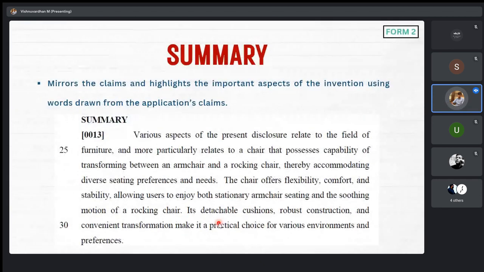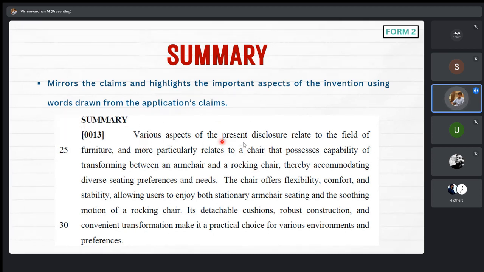So next, coming to what did we discuss? Chai Tapri: title, applicant, preamble, then F boss, right? So field, background, object, and S is for summary. So summary has to, like I told you, mirror the claims and highlight the important aspects of the invention using words drawn from the applicant's claims. Okay, so what is the summary that they have written?